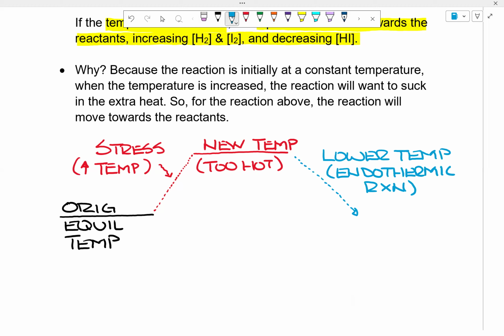So remember back from grade 11, grade 10, whenever you lower the temperature, that is the endothermic reaction. So in this case, this would be considered my shift. And so what happens is, in this particular case, you could think of it, you want the original temperature.